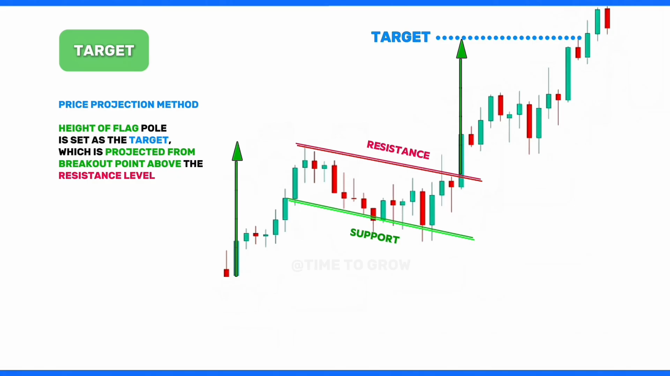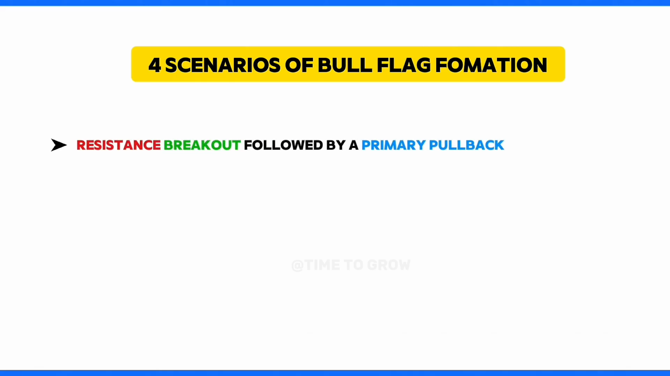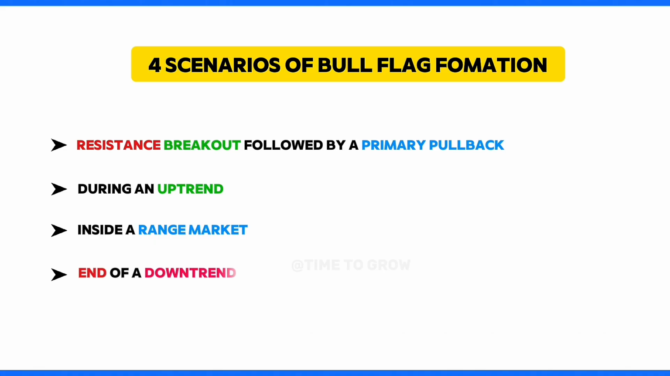A bullish flag pattern can appear in four main scenarios. Number 1, after a resistance breakout, during the first pullback, a bull flag forms. Number 2, in an ongoing uptrend, where the flag pattern signals trend continuation. Number 3, inside a ranging market, where a bull flag develops within the range. And number 4, in a downtrend, where a bullish flag may form as a signal of a possible trend reversal. Remember, in all these scenarios, the entry, stop loss, and target strategy remain the same.